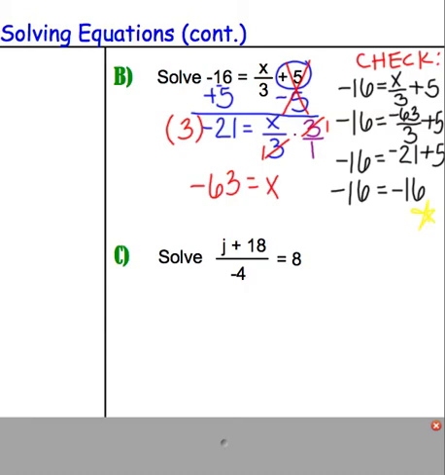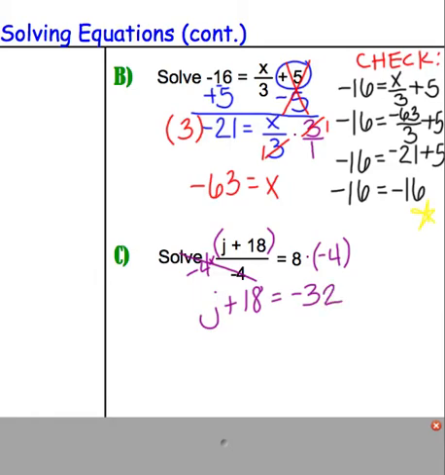And the next one is solving j plus 18 all over negative 4 equal to 8. Now with this problem, going back to that whole idea with the big giant fraction bar, we can't do anything to this j plus 18 because it's inside invisible parentheses because of that fraction bar, which means that before we can do anything to that, we must get rid of this divide by negative 4. Well, to undo dividing by negative 4, again, like before, we're going to multiply by negative 4. So I'm going to multiply by negative 4 on both sides. That cancels these, giving me j plus 18. And 8 times negative 4 is negative 32.